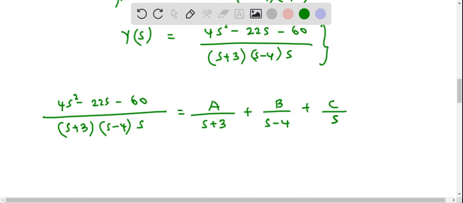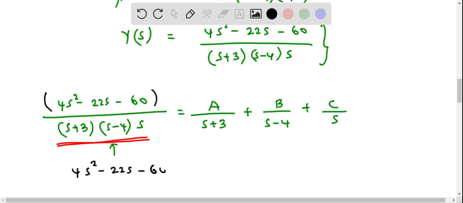For that, I'm going to multiply both sides by the common denominator of the left side expression. That is, the common denominator is this complete expression. So when I do that, on the left side, I'll be left with only this expression in the numerator. So I will have 4s squared minus 22s minus 60, and this equals, when I multiply each of these rational expressions by this common denominator, that is s plus 3 times s minus 4 times s.